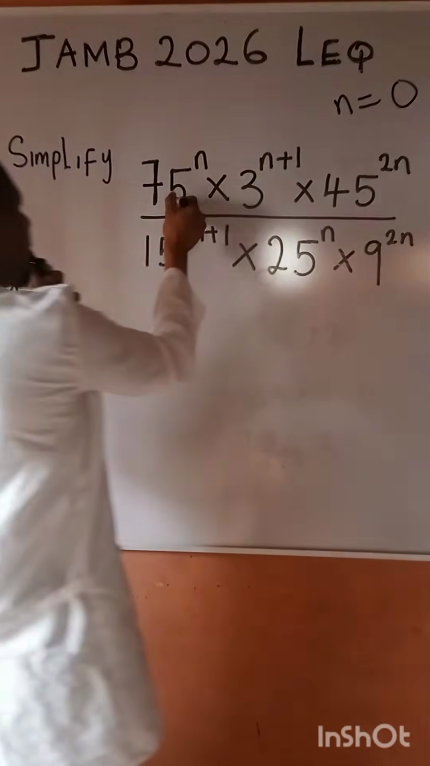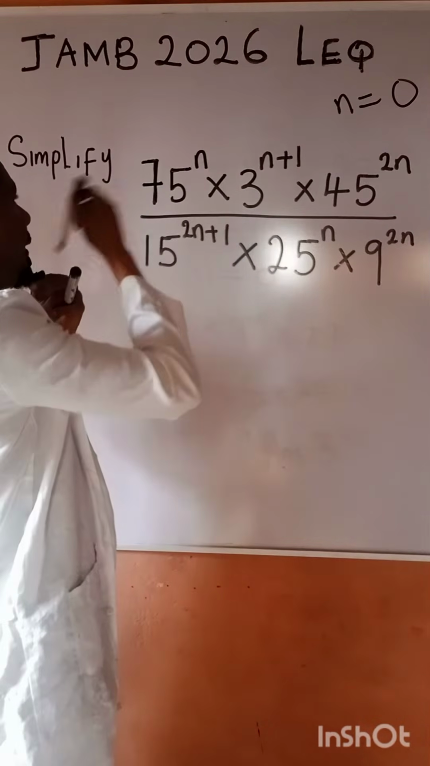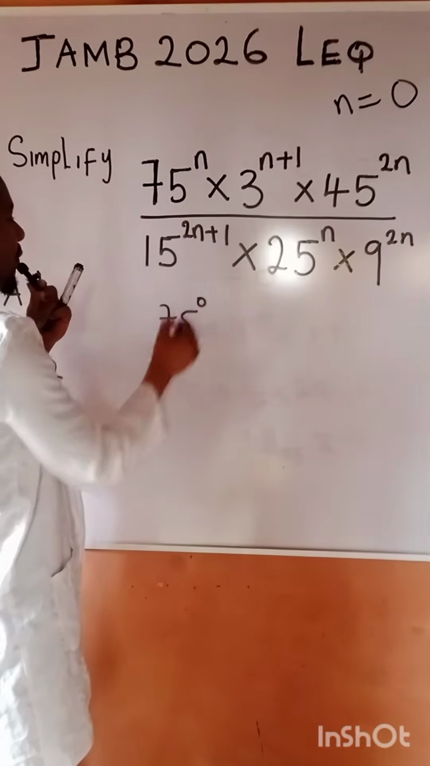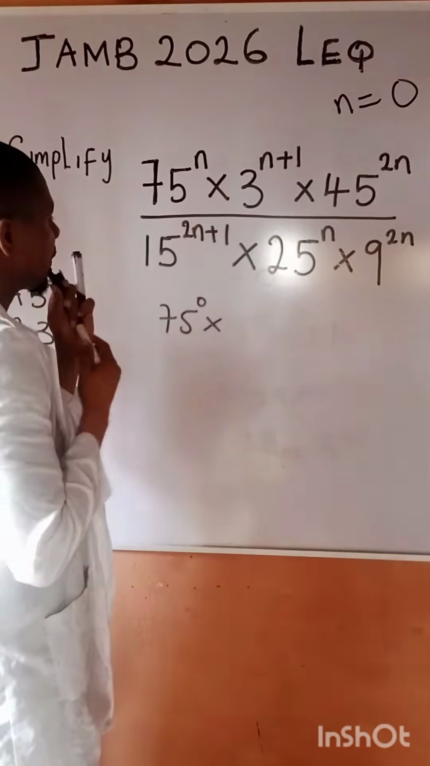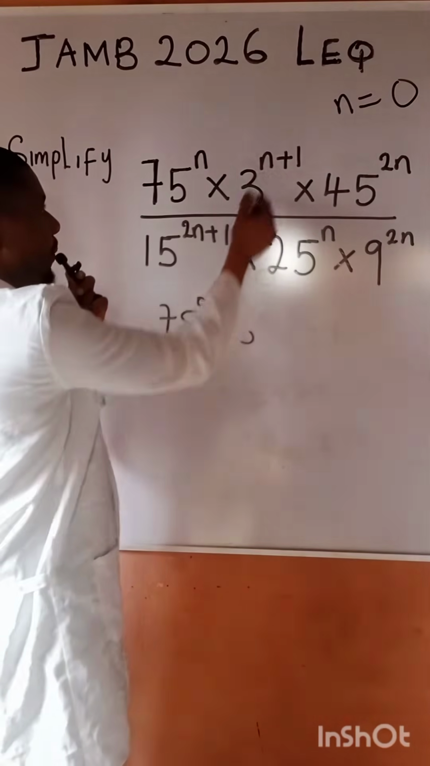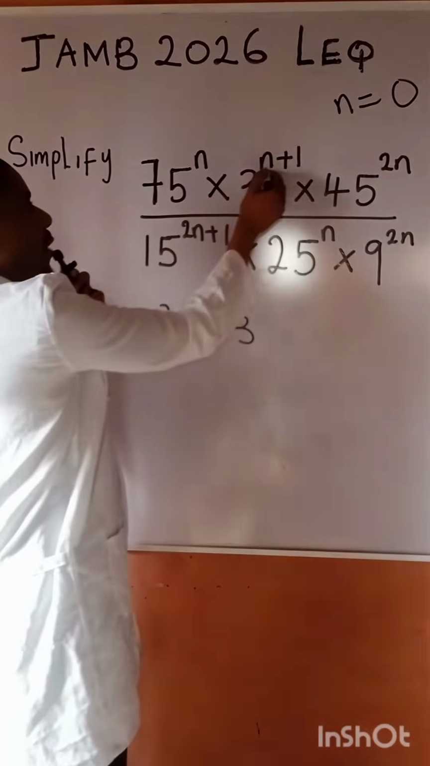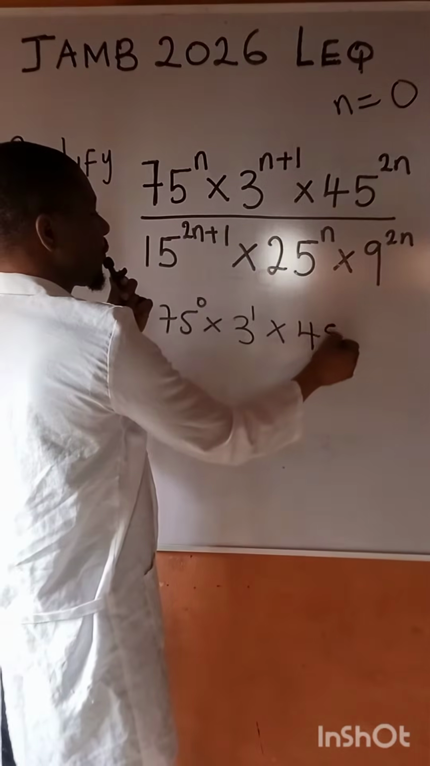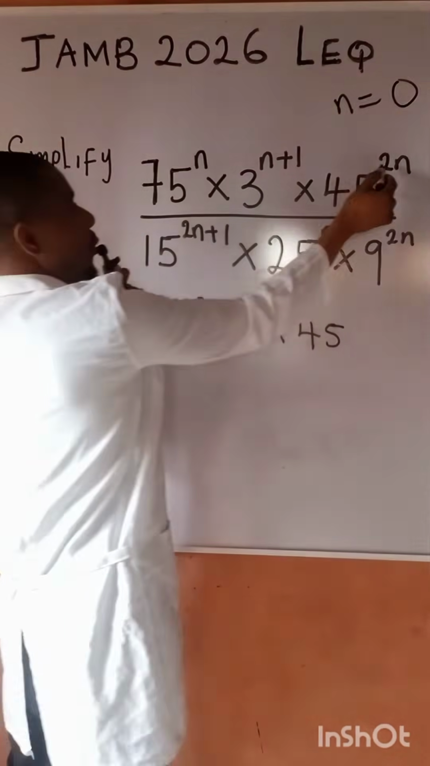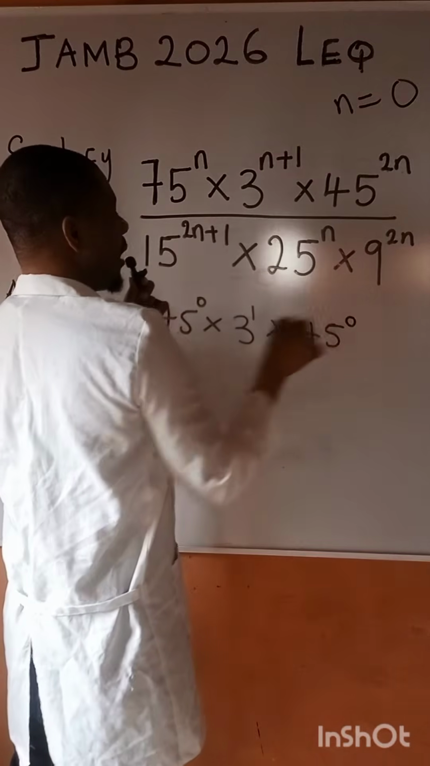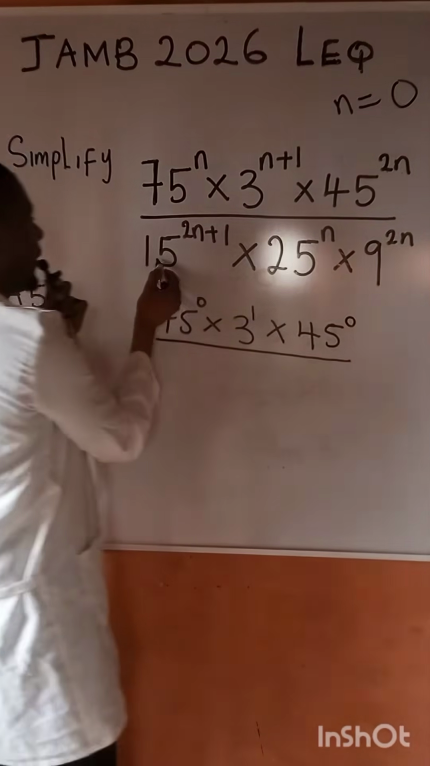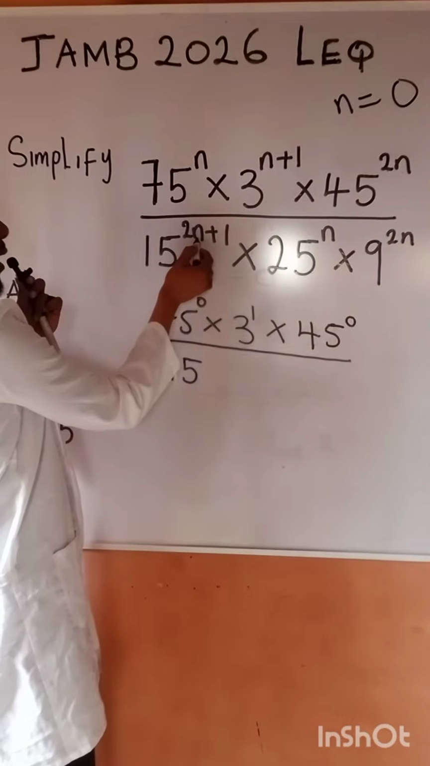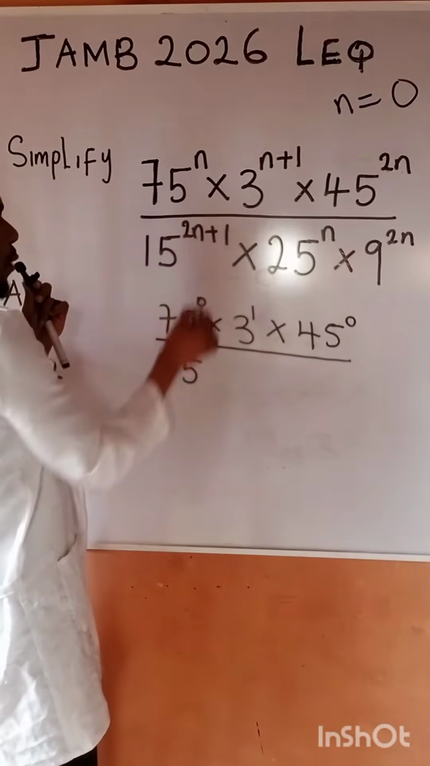Let's go there. This is 75. So if I substitute 0 here, I'm going to have 75 raised to the power of 0 multiplied by what? This will give me 3 raised to the power of, if I put 0 here, 0 plus 1 will give me 1. Multiply by 45 raised to 2 multiplied by 0, which will give us 0. Divided by, this is 15 raised to 2 multiplied by 0 plus 1, which gives us 1.